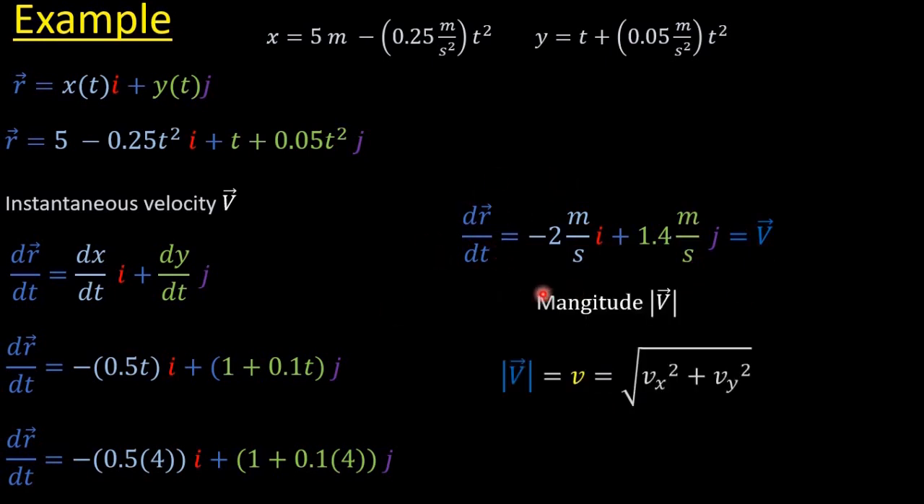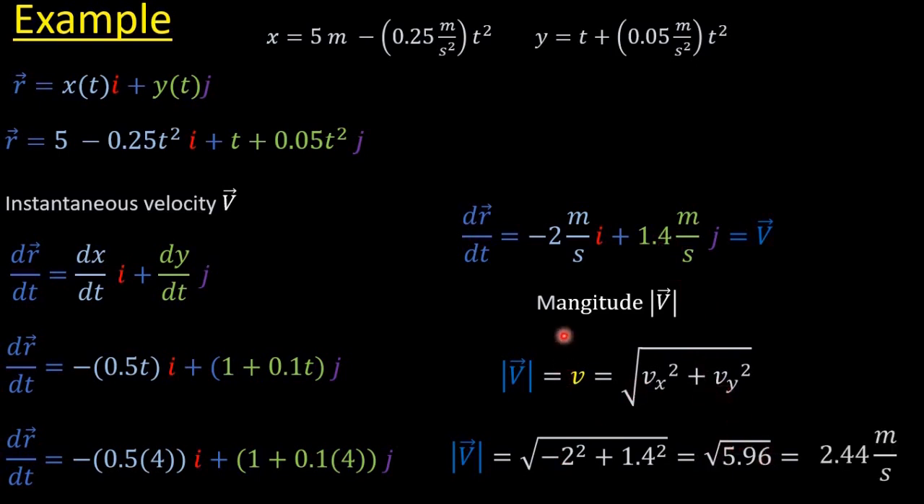Now I'll find the magnitude of that to get v, small v, which equals the square root of vx squared plus vy squared, which will give me this. So I just substitute the values into there. vx was minus 2 meters per second, and vy was 1.4 meters per second, so I'll substitute those in here to get this, and that simplifies down to the square root of 5.96, which gives me 2.44 meters per second.